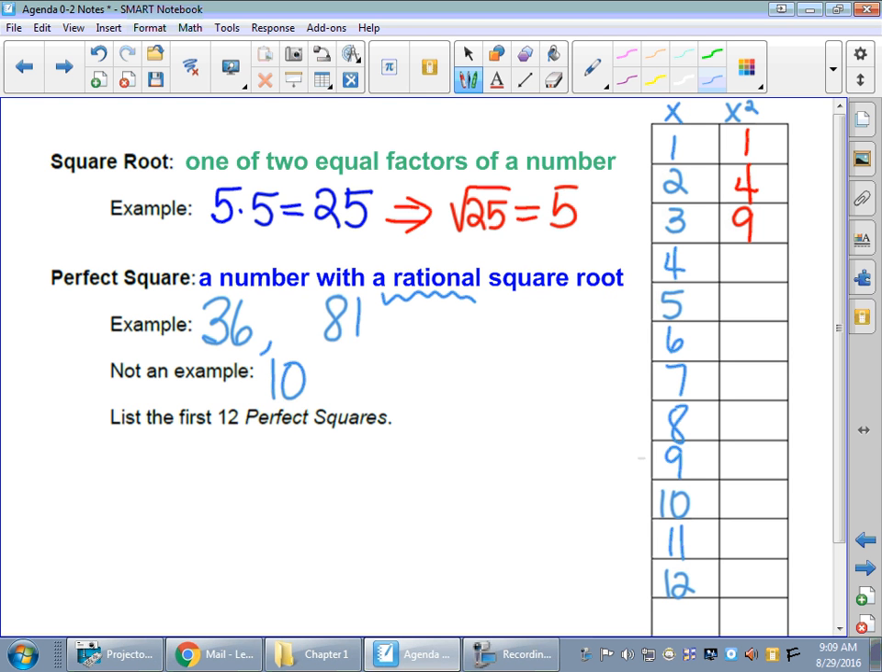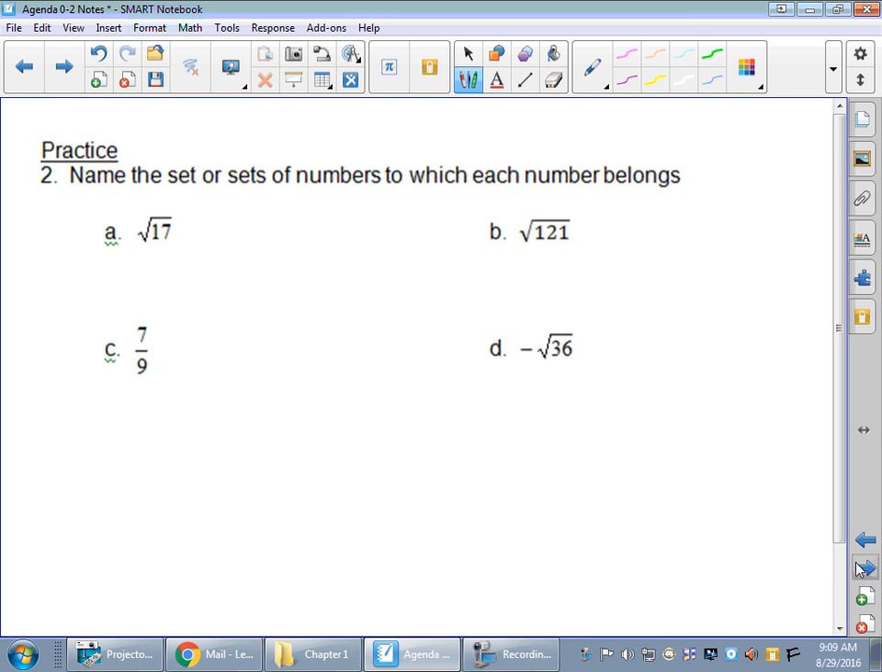Fill the rest of those in. I don't think we need to do that. That's just calculator work, or hopefully you know your times tables because we're going to use them a lot. So another one of these, name the set or sets of numbers to which each number belongs, because now we've got some crazy numbers. Go to your calculator, please.